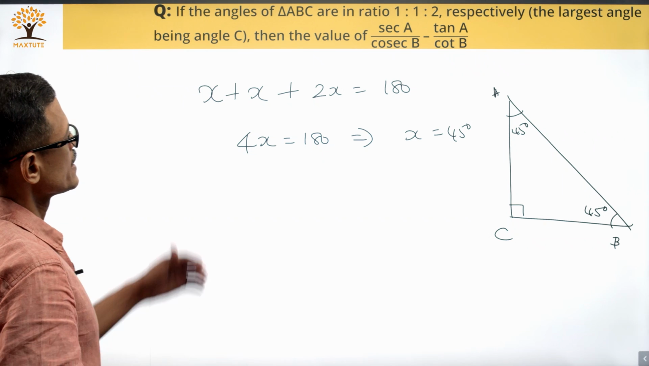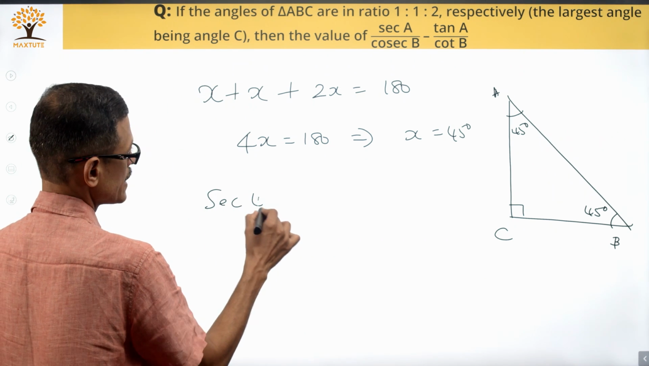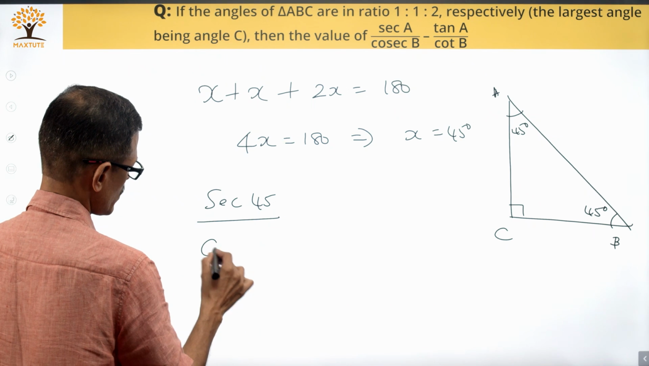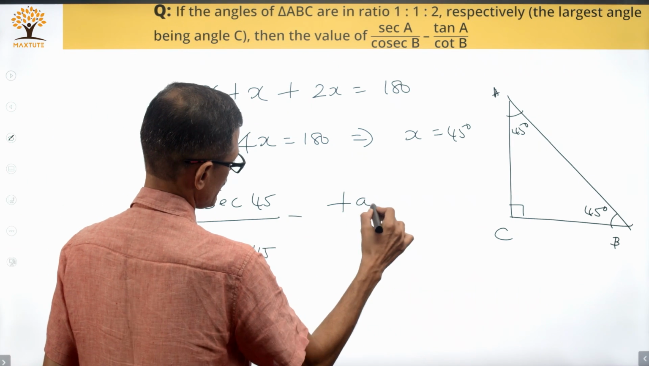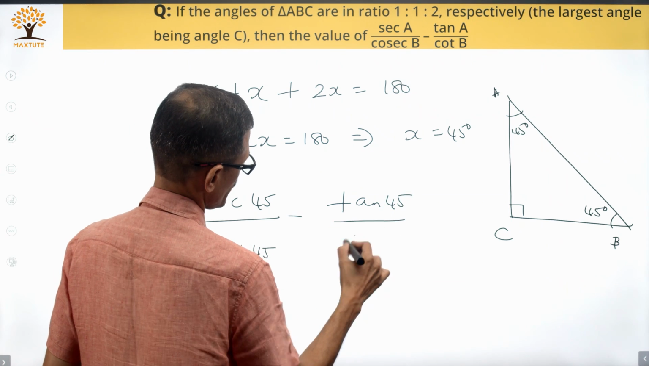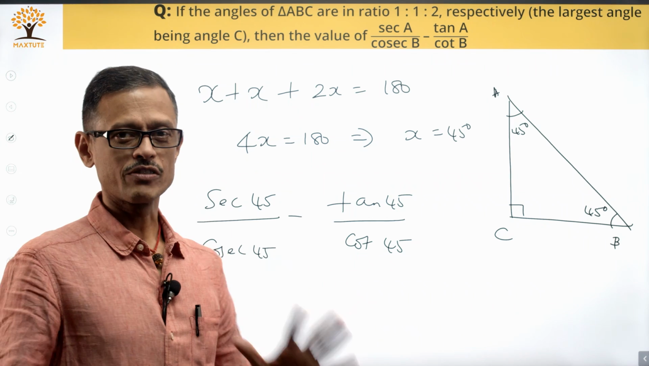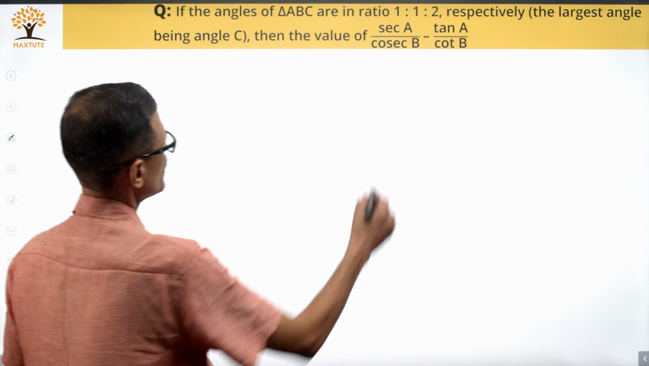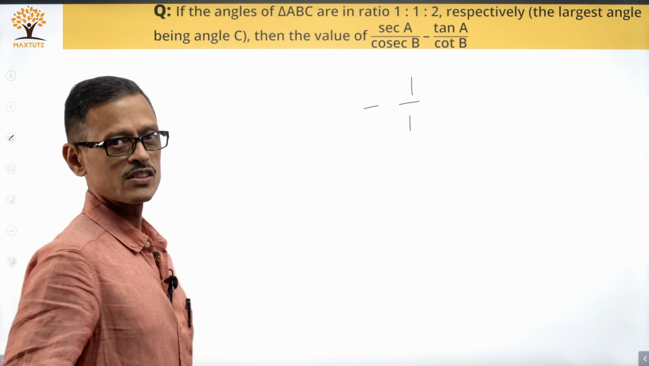What we need to find out is secant A upon cosecant B. So, secant A is secant 45 divided by cosecant 45, minus tan 45 upon cot 45, right. This is what we have. Tan 45 and cot 45 are very simple to find out. Both these values are equal to 1. So, let me finish this component. It is 1 by 1. We have to plug in the values of secant A.